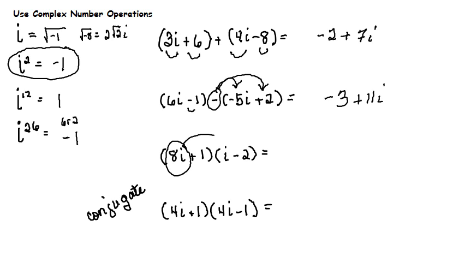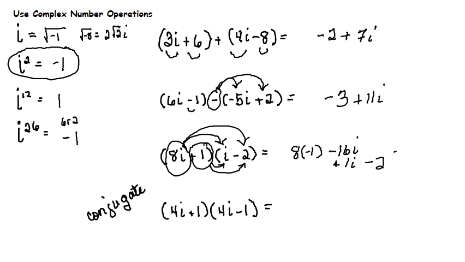Multiplying, you just have to watch out for the i squares. So 8i times i is i squared here, or 8i squared. Just go ahead and put a negative 1 there. And then we have a negative 16i. Then we're going to do the other guys. 1 times i is a positive 1i. And then 1 times the negative 2 is a negative 2. So I have a negative 8 and a negative 2 is a negative 10. And minus 15i.